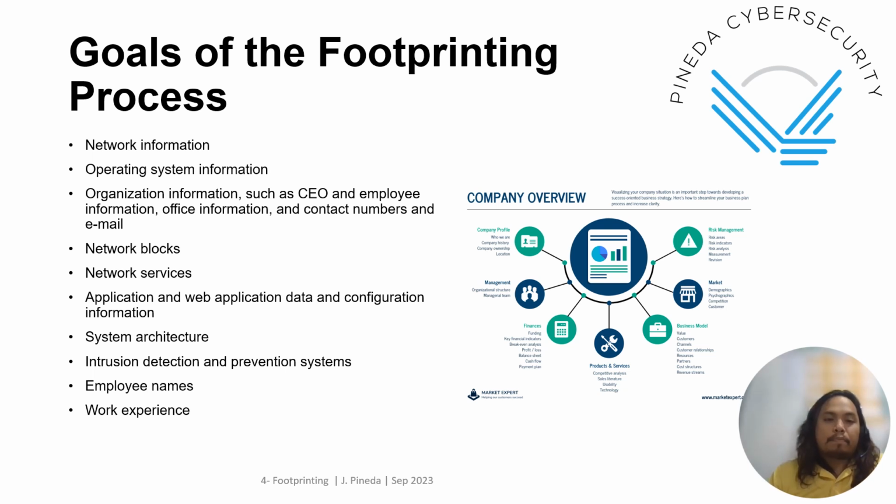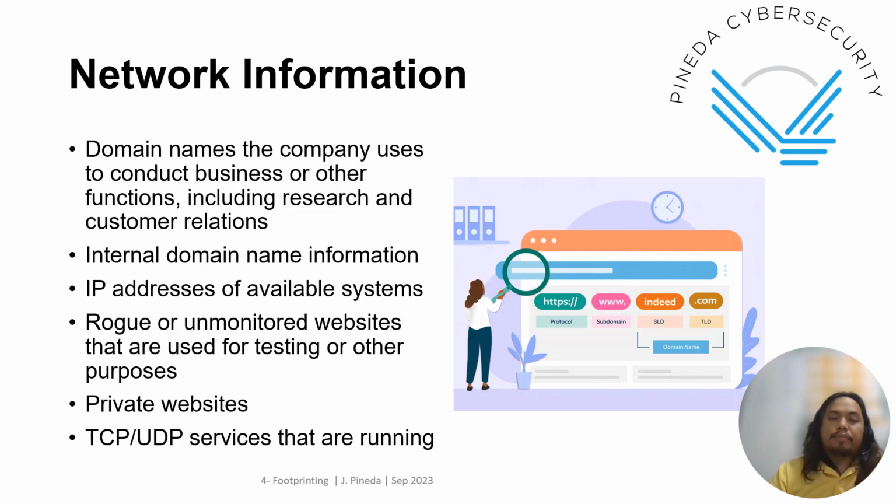Okay, so next is the network information, right? That are the domain names. I think these are publicly known information. Okay, so internal domain name information, if there's a format, how they create names, how they name the servers, and IP addresses of available systems, external, public facing, and then later on you'll be able to identify whether they are hosted on-prem or in the cloud.